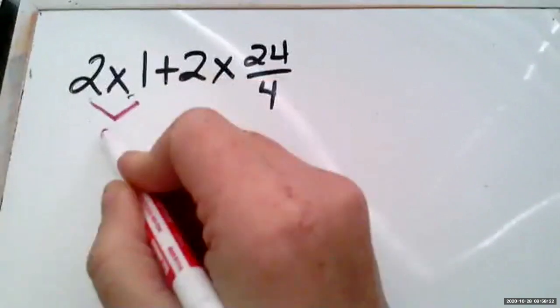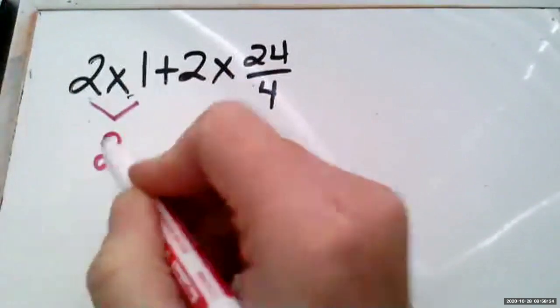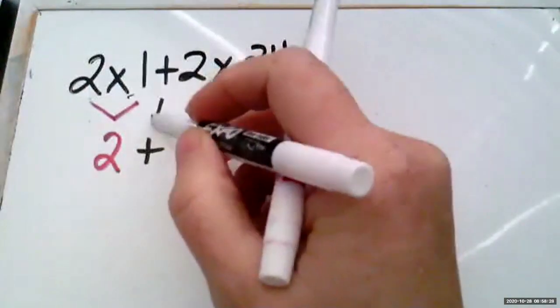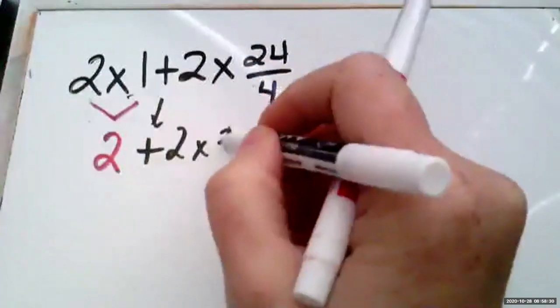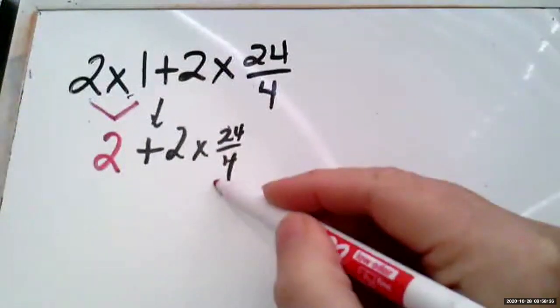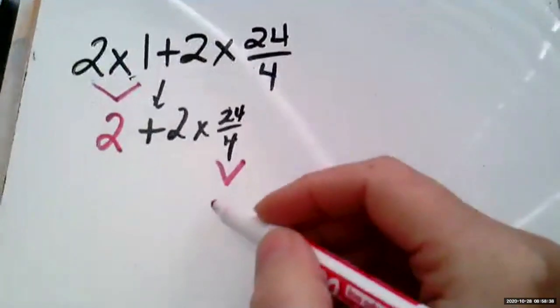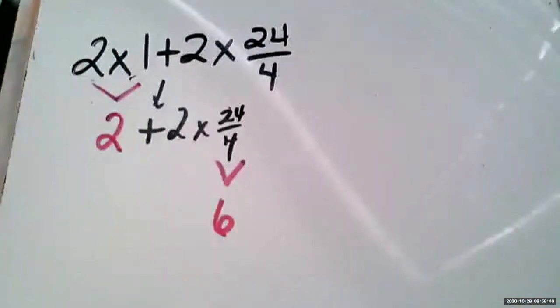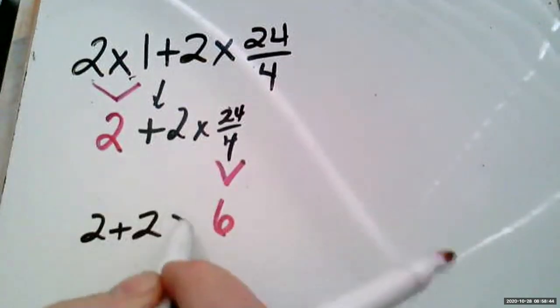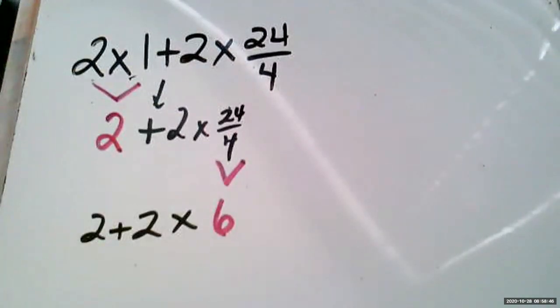2 times 1 in this problem is 2. Bring down the rest because I haven't used the plus sign. Plus 2 times 24 over 4. Okay. The next step that I'm going to solve, 24 divided by 4 is 6. And bring down the rest. I still have 2 plus 2 times 6.